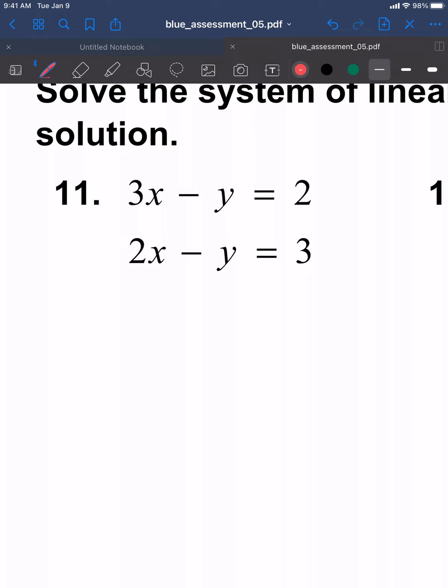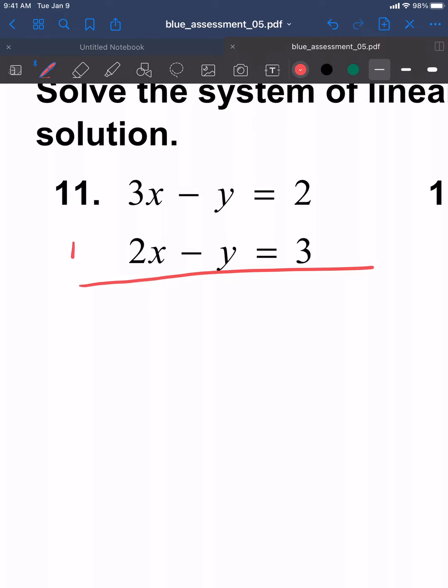Okay, I've got 3x minus y equals 2. And I've got 2x minus y equals 3. If I add or subtract, can I get rid of a variable? Yes. What do you want to do, Max? You want to get rid of the y's? What could I do to get rid of the y's? Plus, yeah, plus 1. You want to add everything?